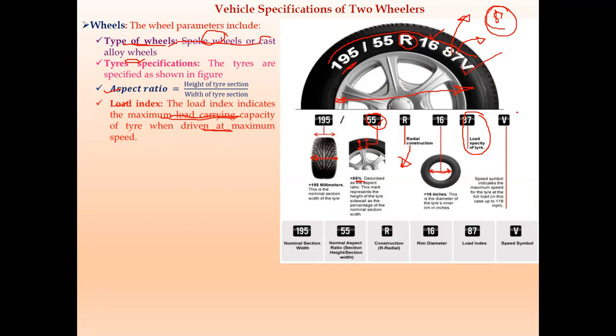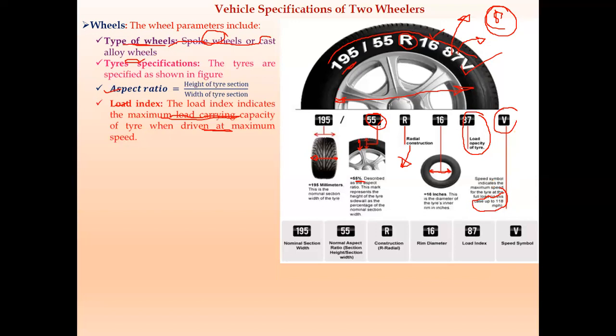So that represents a speed symbol. The speed symbol indicates the maximum speed of the tire at full load. So if you see in this case, it is up to 118 miles per hour. So this V indicates its maximum speed is up to 118 miles per hour.